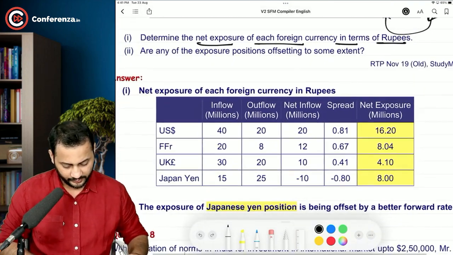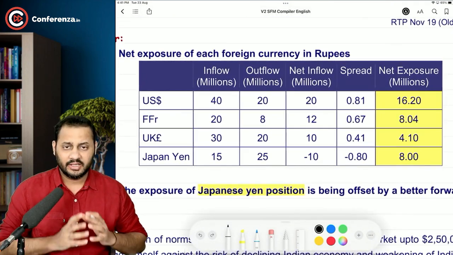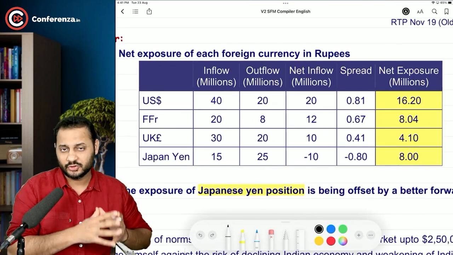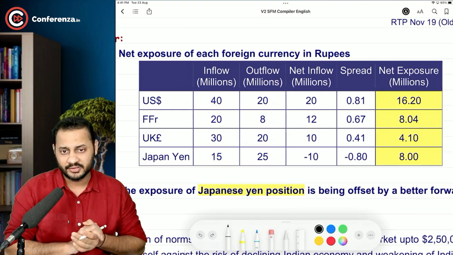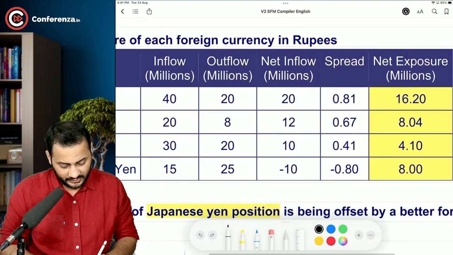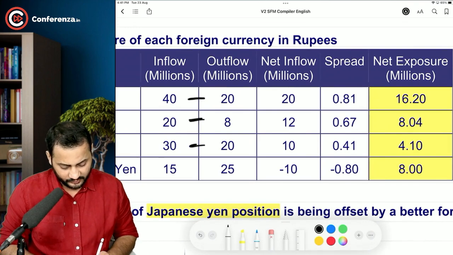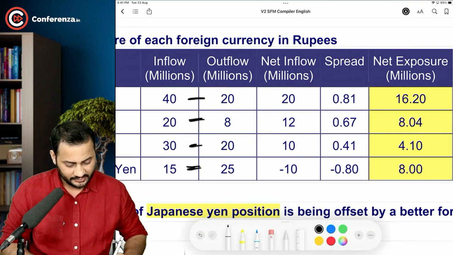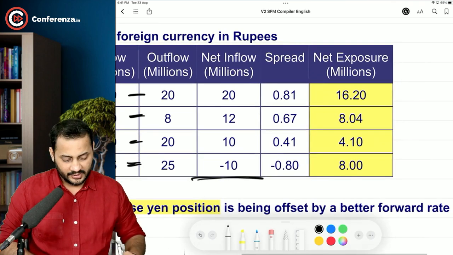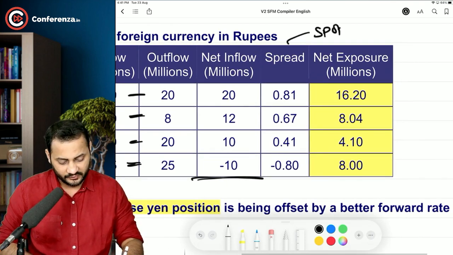Now come to this point. You can see that they have taken all the figures in millions instead of crores. So 10 will be added to all the figures. And see, first they have deducted the outflow from the inflow. And you can see this is the net inflow. Net inflow in negative means outflow. And then this is the spread, which is the difference between spot and forward.